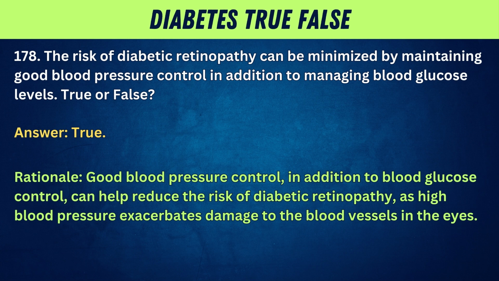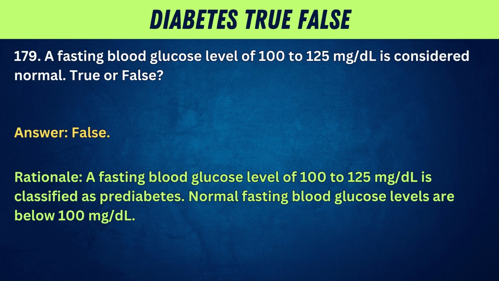178. The risk of diabetic retinopathy can be minimized by maintaining good blood pressure control in addition to managing blood glucose levels. True or false? Answer: true. Rationale: good blood pressure control, in addition to blood glucose control, can help reduce the risk of diabetic retinopathy, as high blood pressure exacerbates damage to the blood vessels in the eyes.